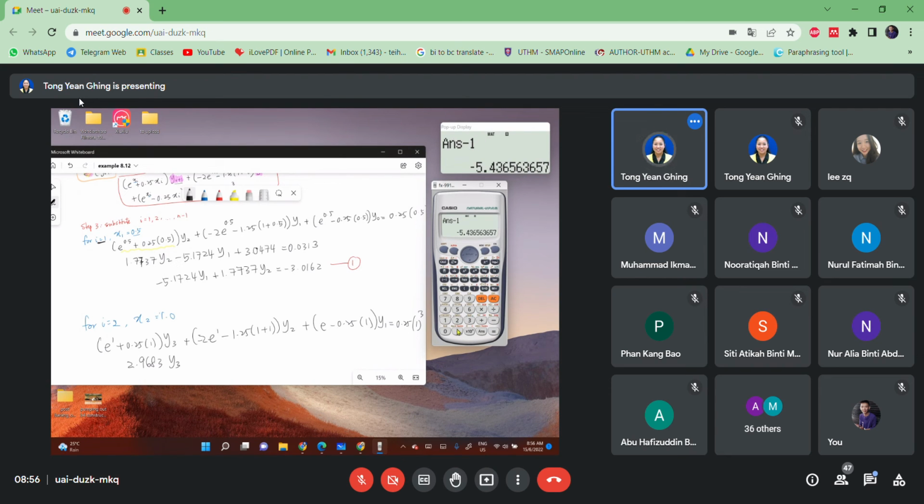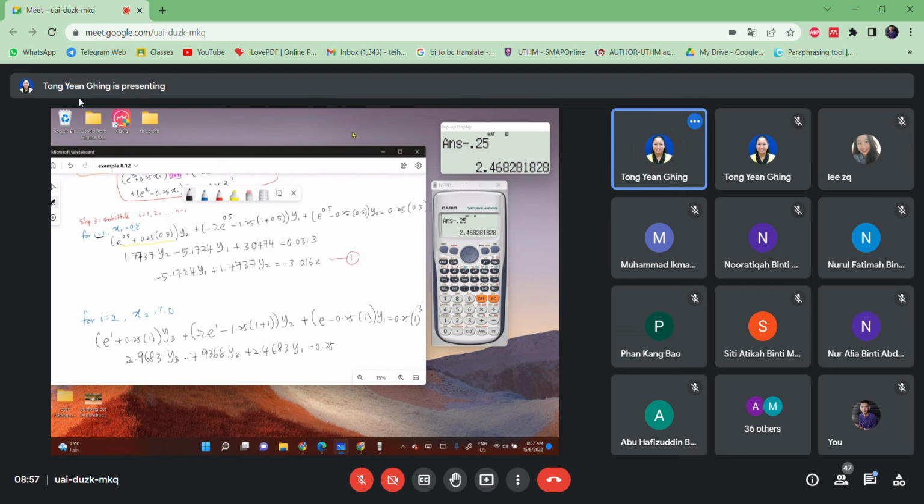Minus 1.25 times 2, negative 7.9366 y2, and then this one is 1 minus 0.25 plus 2.4683 y1, so equal to 0.25.